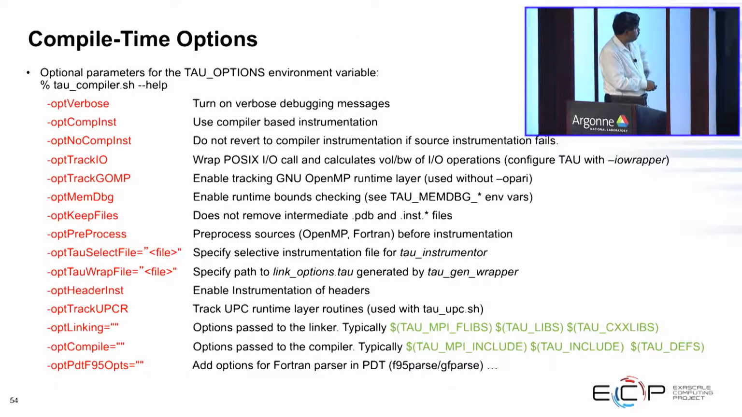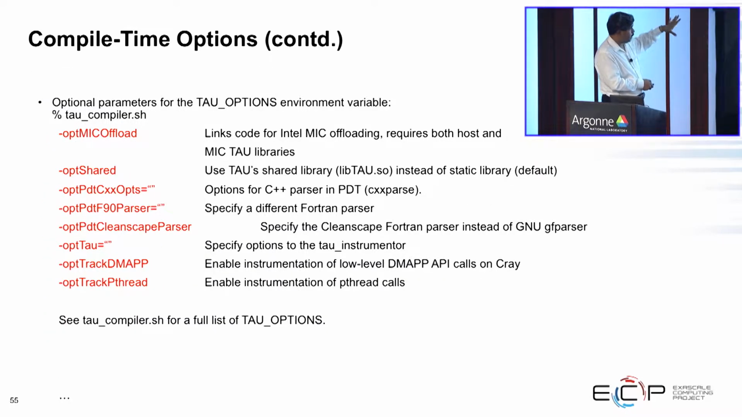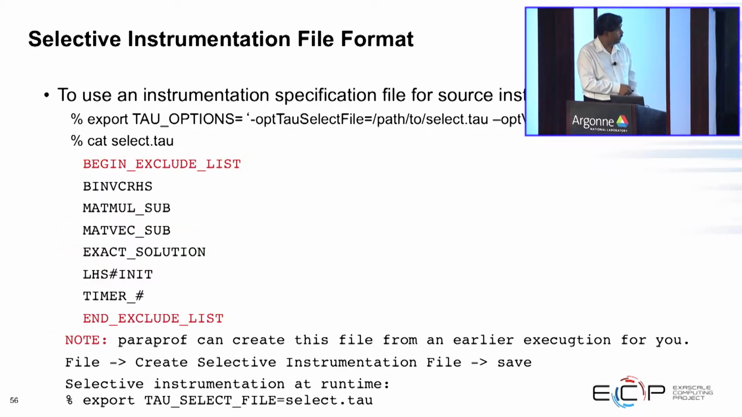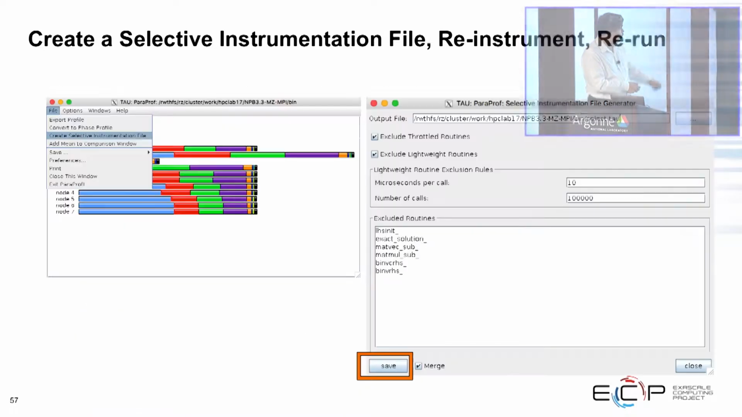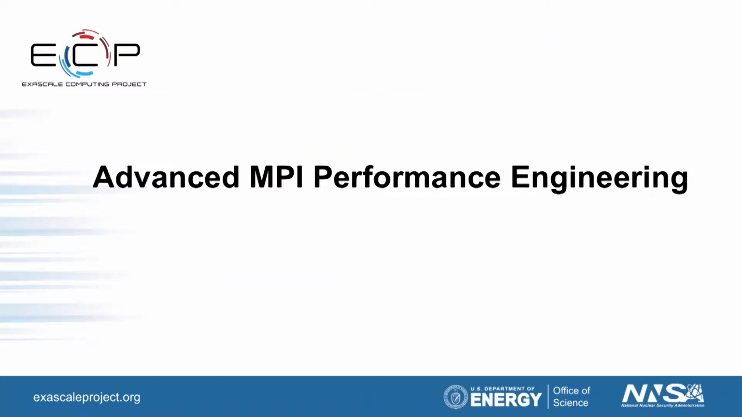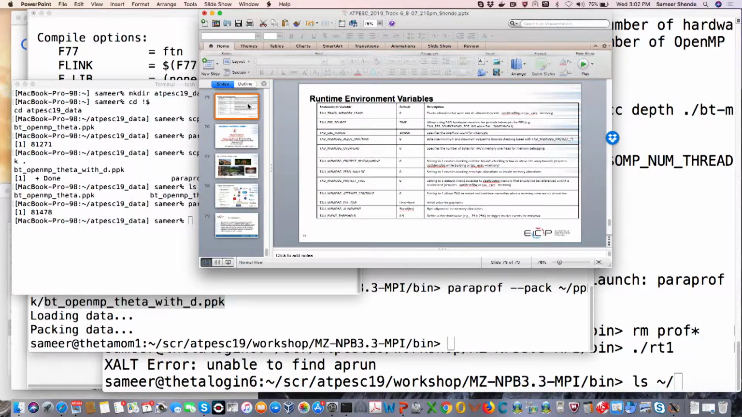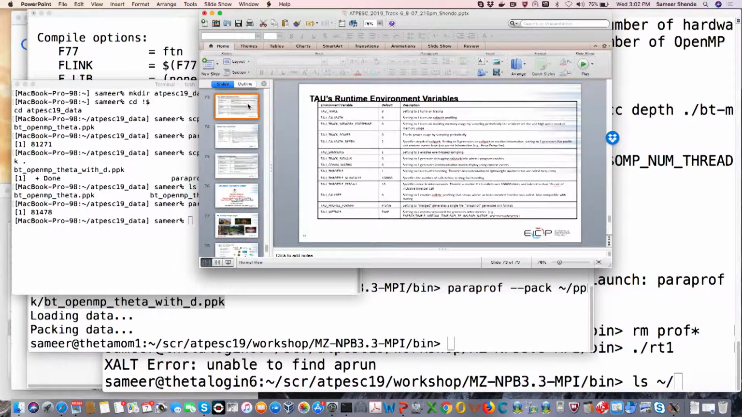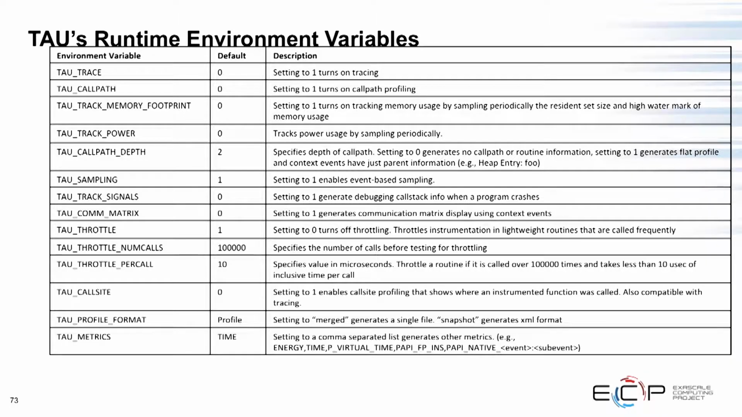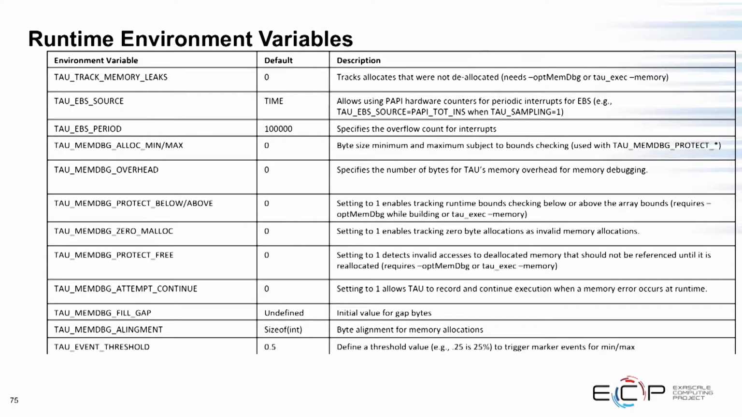These are some other environment variables you can set in TAU_OPTIONS to change the behavior, such as use the compiler-based instrumentation, and have a filter file. And I am kind of out of time here, so I will just take this moment to say that these are some runtime environment variables in Tau. And you can see this at the end of the slides.